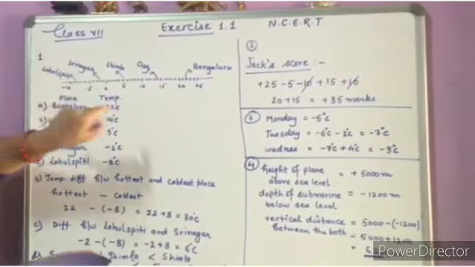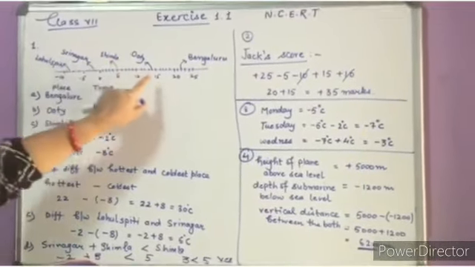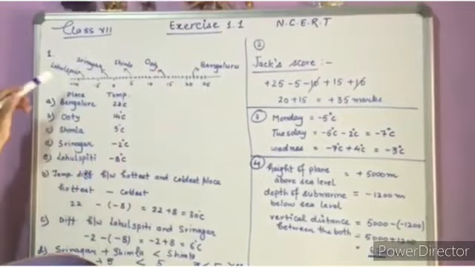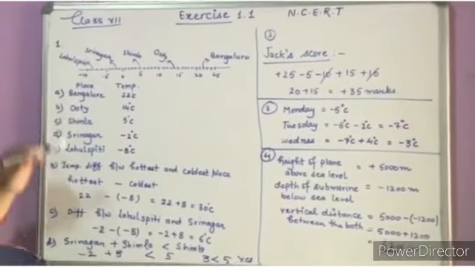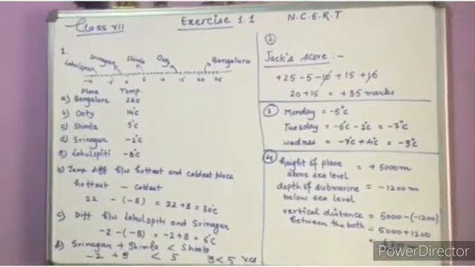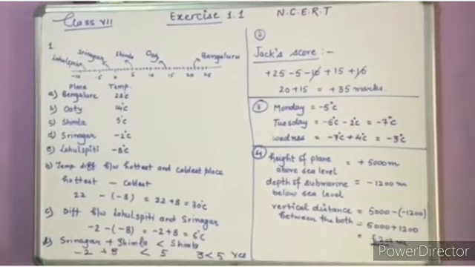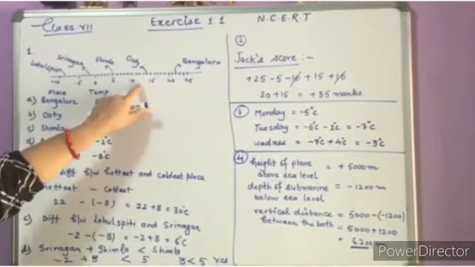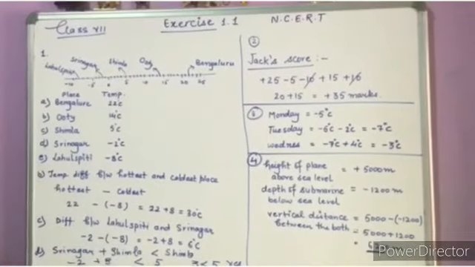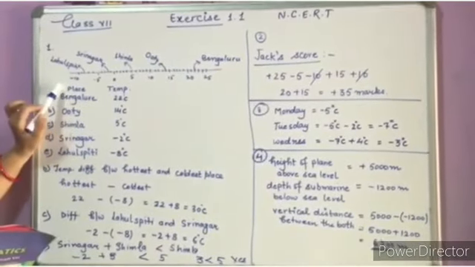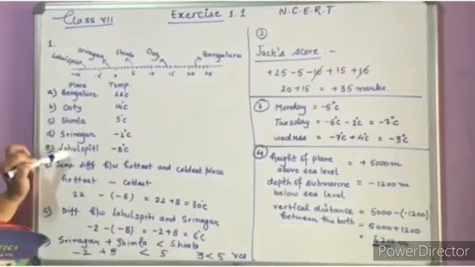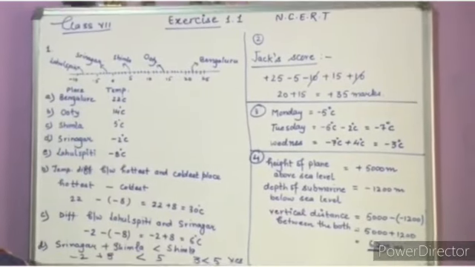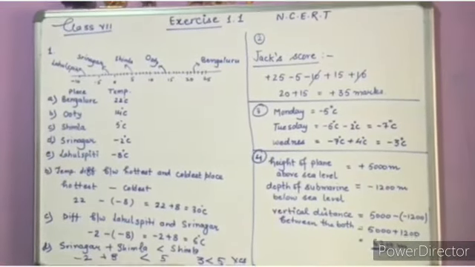Now see, at 5 degrees Celsius we have Shimla, 14 degrees Celsius we have Ooty. Okay, we will discuss all these things in question number 1. In question number 1, what they are asking us to solve: observe this number line, and write the temperature of the places marked on it. First, we will write the places they have given to us, and in front of them we will mark their respective temperatures.